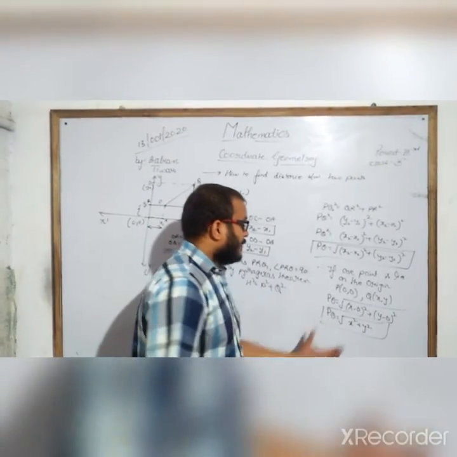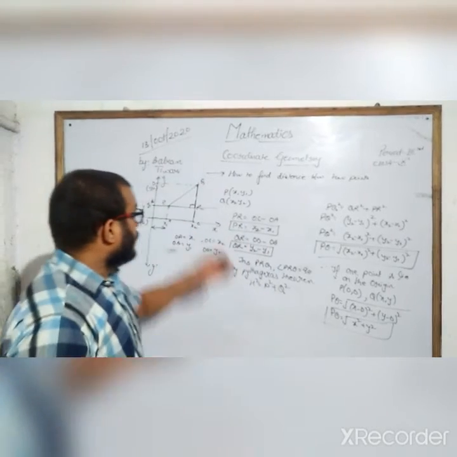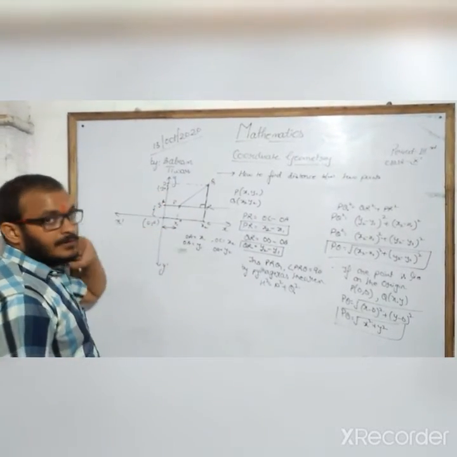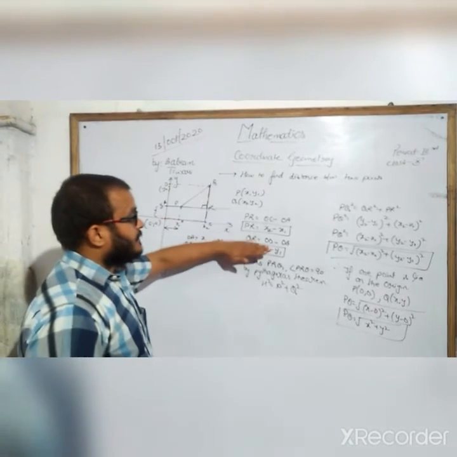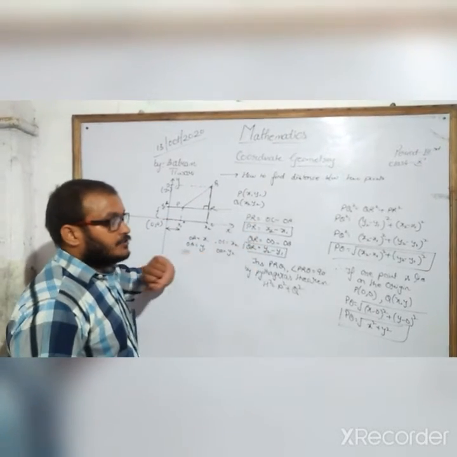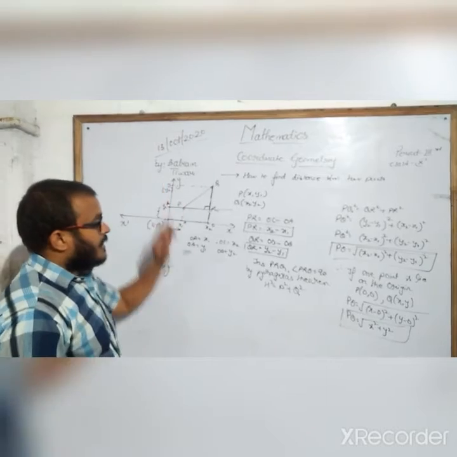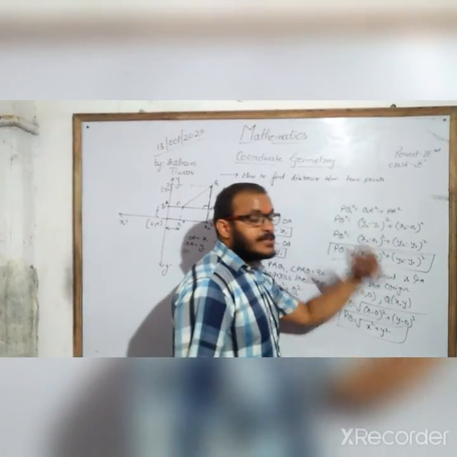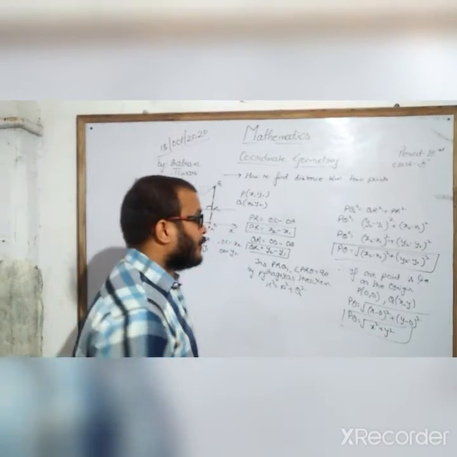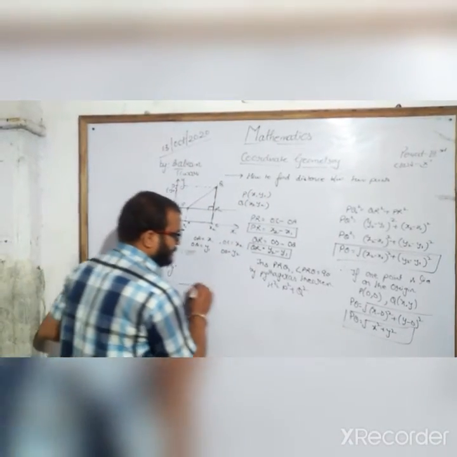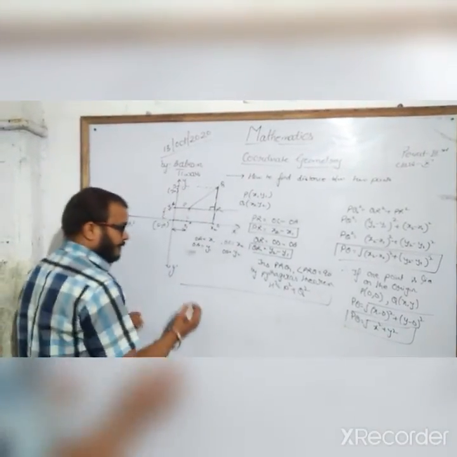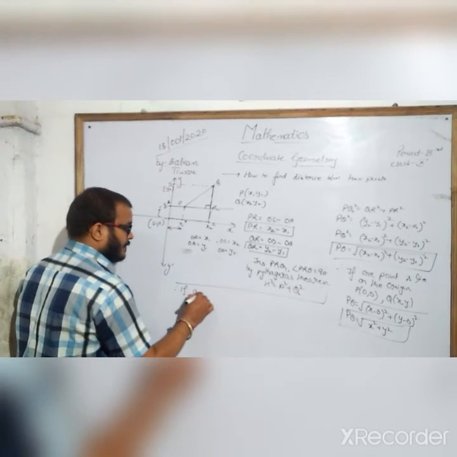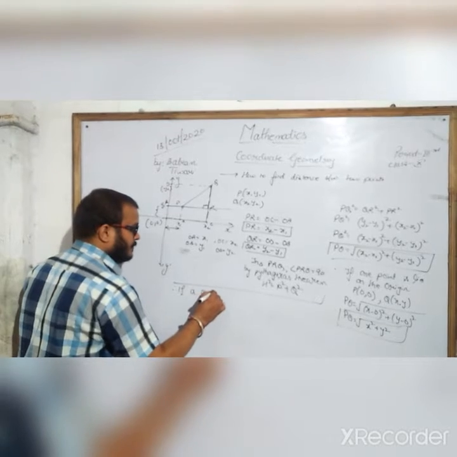Once again, look at this diagram, the figure, and the distance that I found. In this triangle, I applied the Pythagoras theorem. This way, you can get the distance between two points. There's one more case.